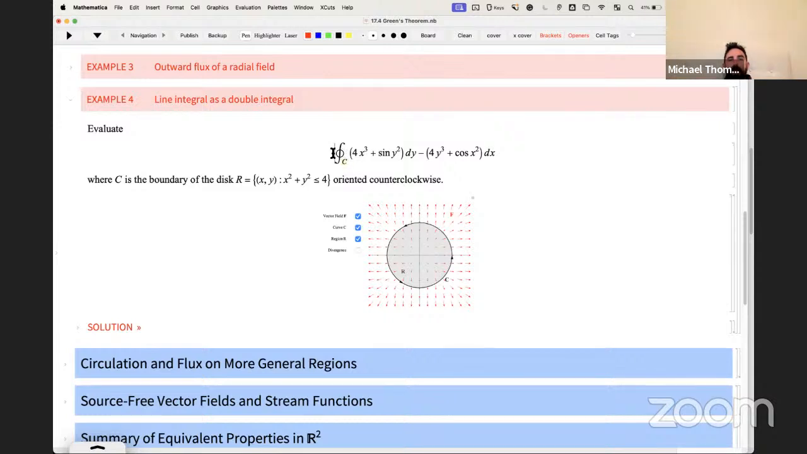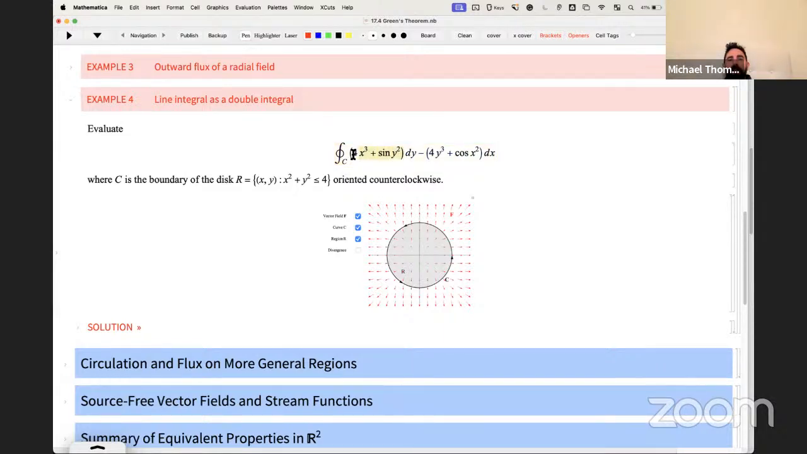And this one right here, it's either circulation or flux. In this particular case, it's flux. Can you tell what gives that away? No. Okay, so it's the form.